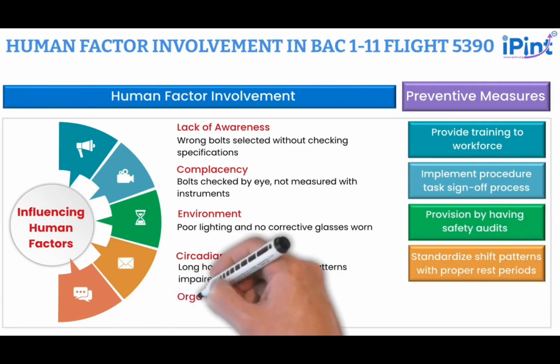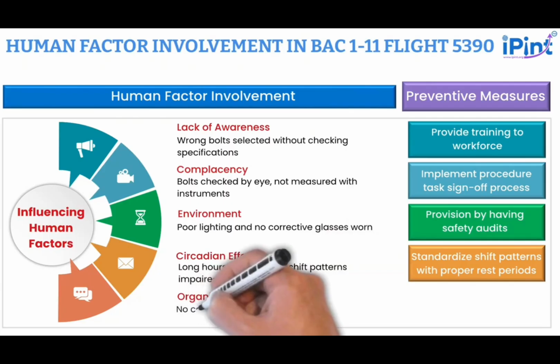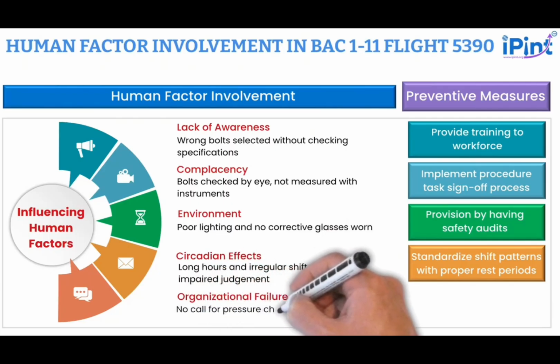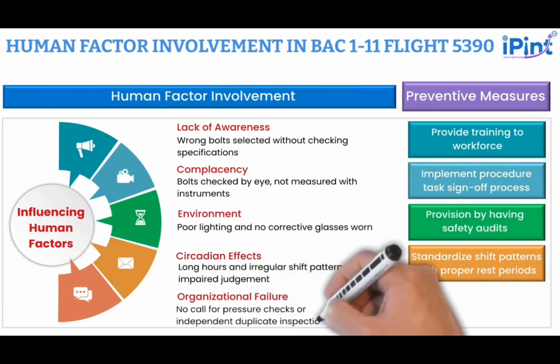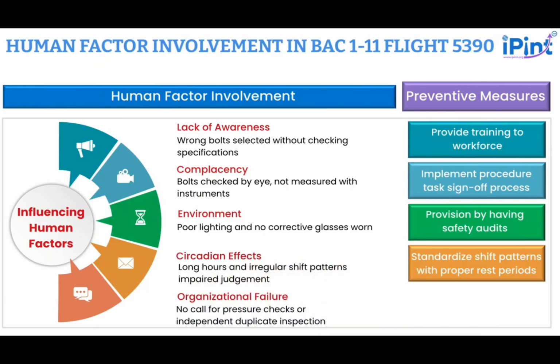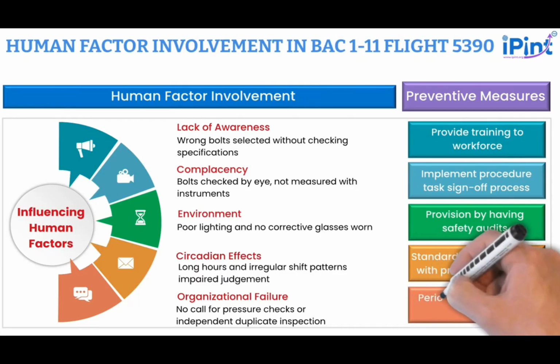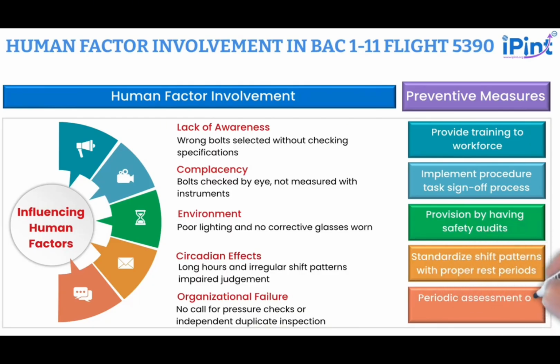And number 5, organizational failure. There was no requirement for pressure checks. There was no independent duplicate inspection. The system itself had no safety net built in. And when a system has no safety net, one human mistake is all it takes. The preventive measure, periodic assessment of critical tasks and eligibility, regularly reviewing who is authorized to carry out safety-critical work, and ensuring the procedures around those tasks are robust enough to catch errors before they become accidents.